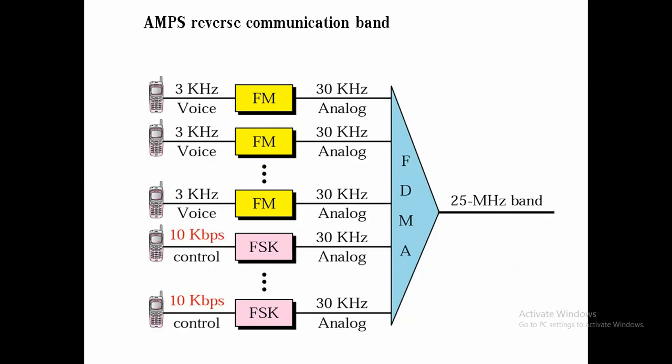AMPS reverse communication band. For voice purposes, 3 kHz uses FM modulation, that is an analog signal, in 30 kHz frequency division multiple access. Then you give 3 kHz, that is the analog signal, then 10 kbps control, and the same for the 30 kHz FSK, frequency shift keying, with 10 kbps. That is how we get the communication band of almost 25 megahertz.